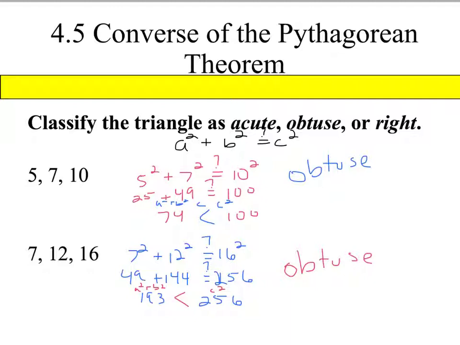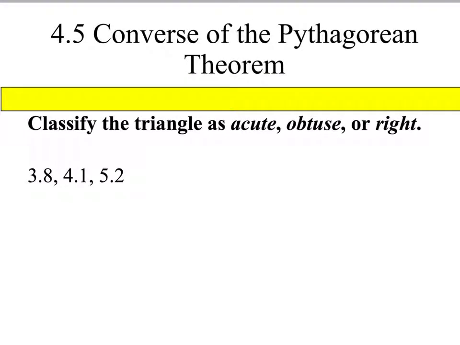All right, we're going to try one more problem. This is the last one in your notes. It says classify the triangle, again, as acute, obtuse, or right. You don't have to write the directions over because you already have them from the last two problems. Give this one a shot and we'll check your answer.